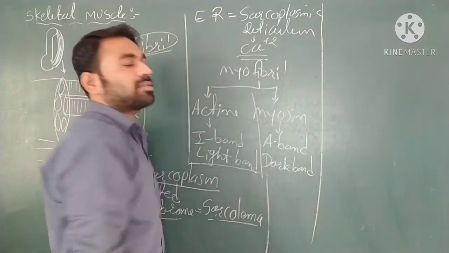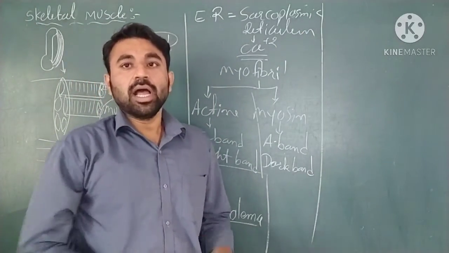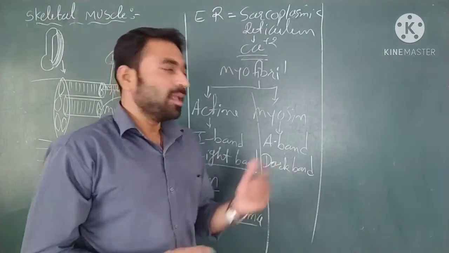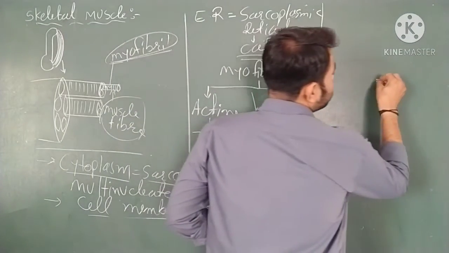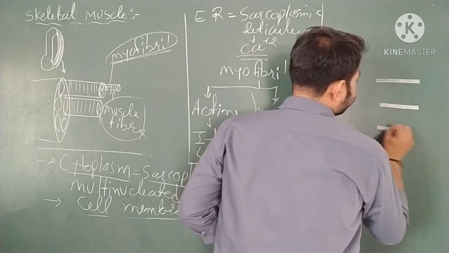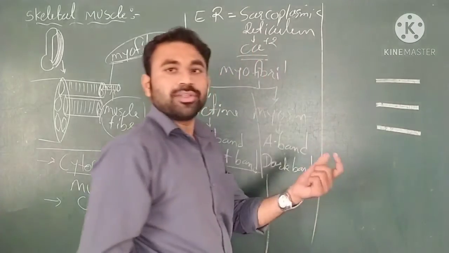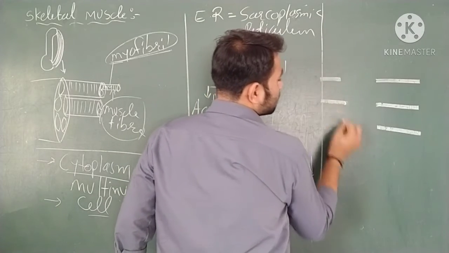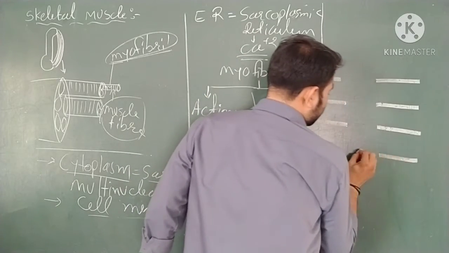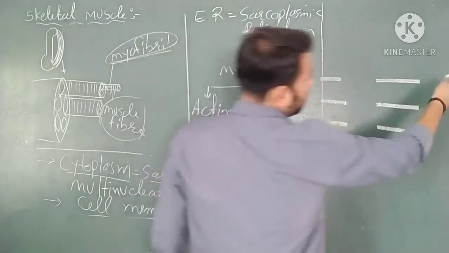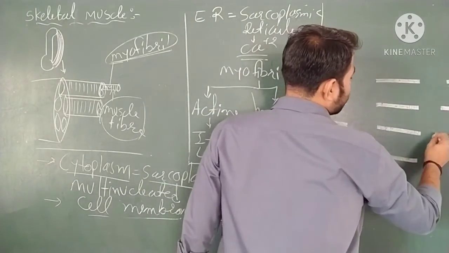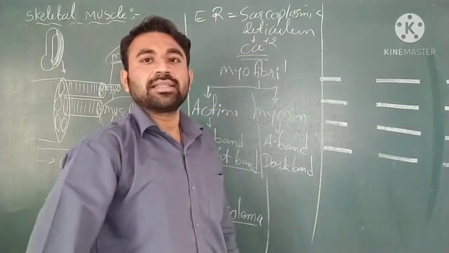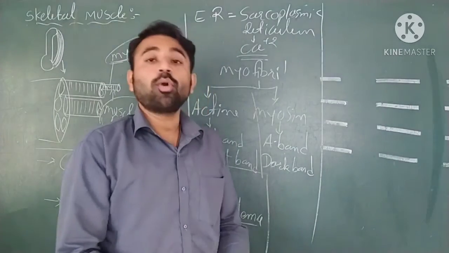Now we will see the fiber structure, the arrangement of fibers, how they are arranged in a particular manner. So if you imagine, this is the A band or thick band, the white chalk which I use for the A band. Okay, now this is the second. They are arranged like this, and the another one, it is the limitation of board, that's why I am not drawing. Okay, these are the A bands.